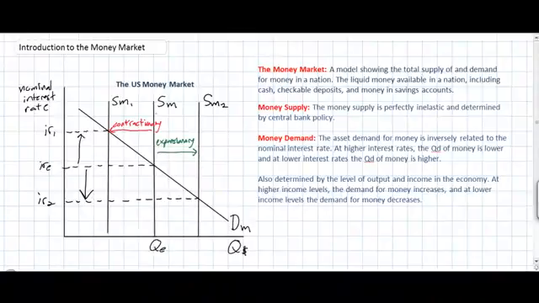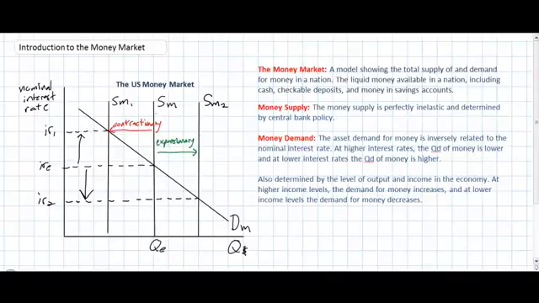So this is a brief introduction to the money market. The supply of money, as explained, is determined by the monetary policy of a nation's central bank. Therefore, it is not related to the interest rate. Rather, it determines the interest rate in the economy. The demand for money is determined primarily by the interest rate in the economy. When interest rates are high, the opportunity cost of holding on to money as an asset is high. Therefore, there is a lower quantity of money demanded. At lower interest rates, there is a lower opportunity cost of holding money as an asset. Therefore, there is a greater quantity of money demanded.